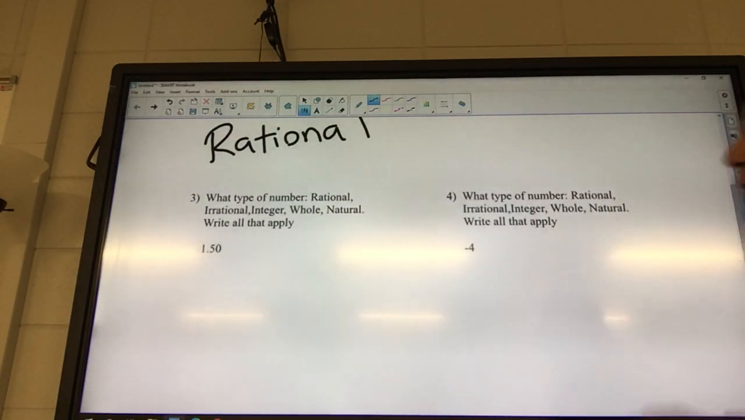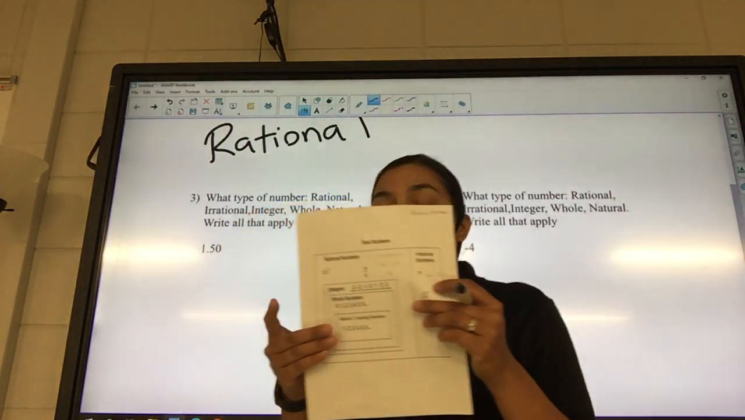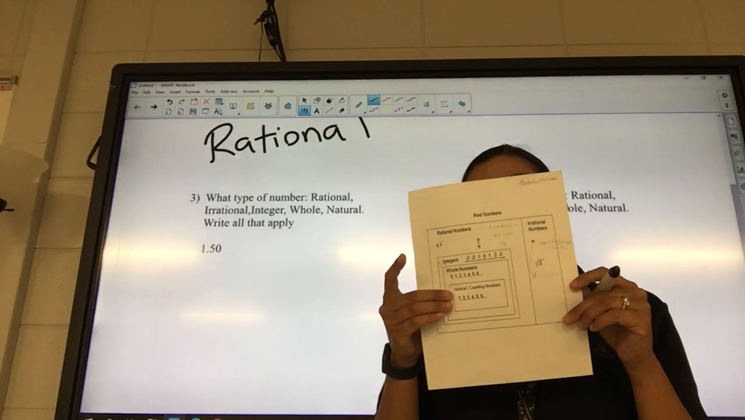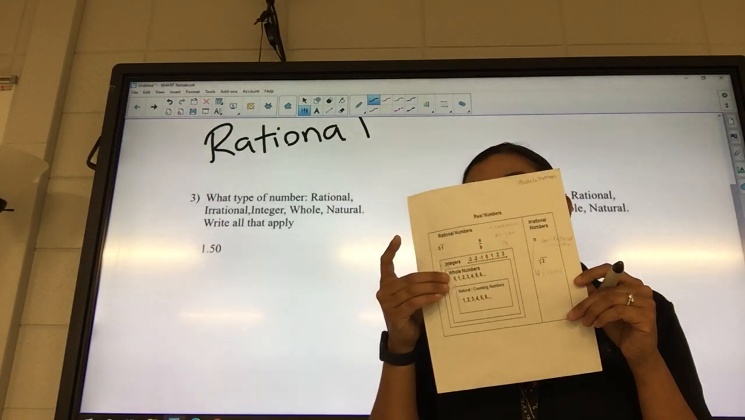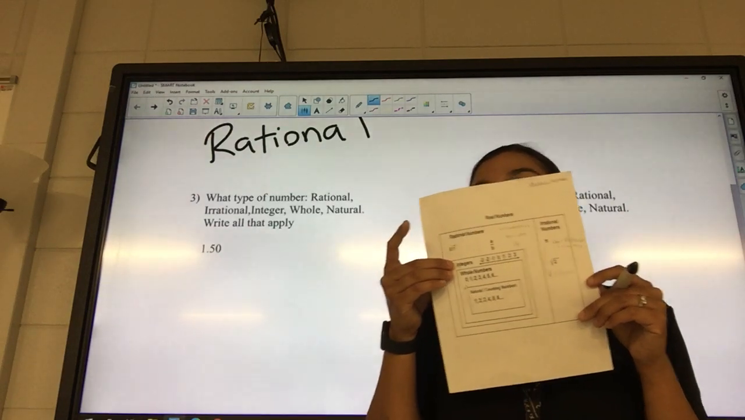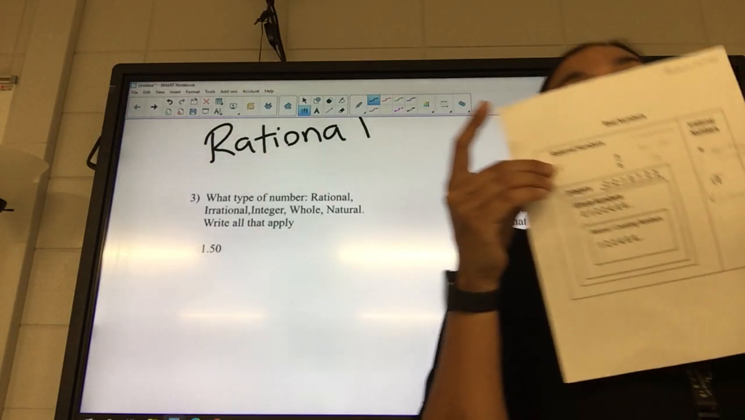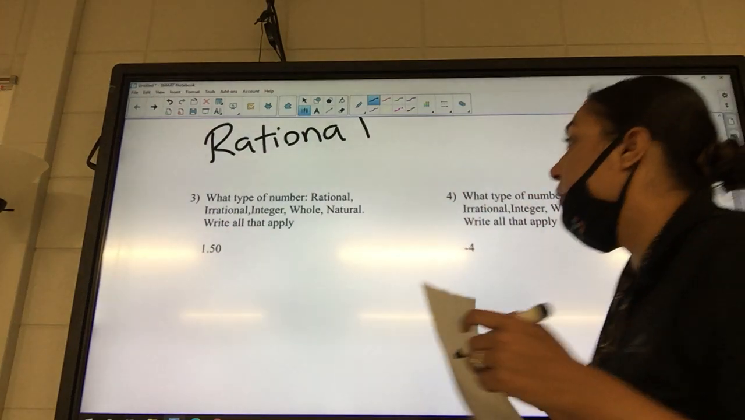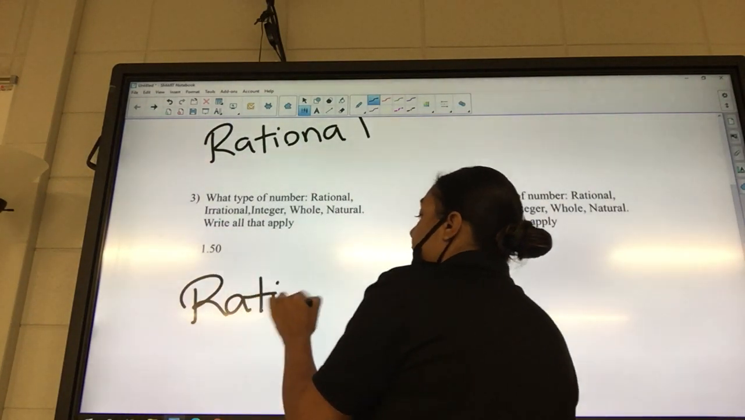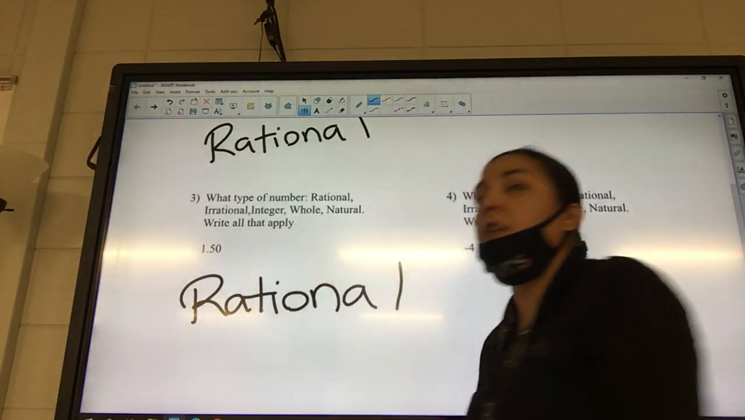Okay, 1.50. Is it a natural? No. Is it a whole? No. Is it an integer? No. Is it rational? Yes. Why is it rational? Yeah, so it has a decimal, and you can look at it like $1.50 if you wanted to, okay?